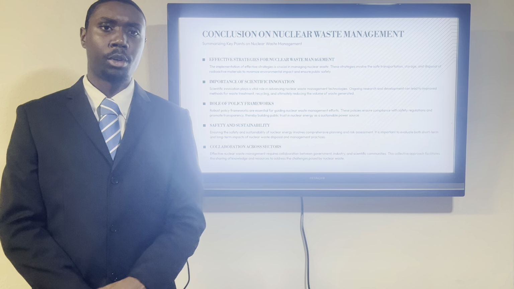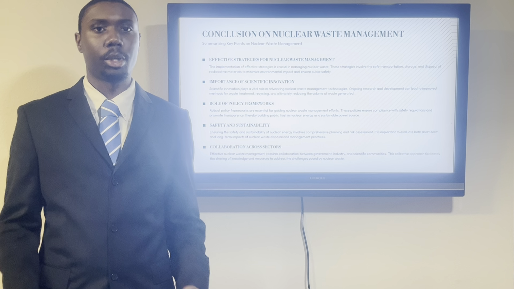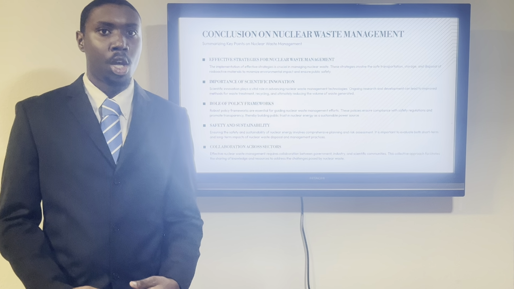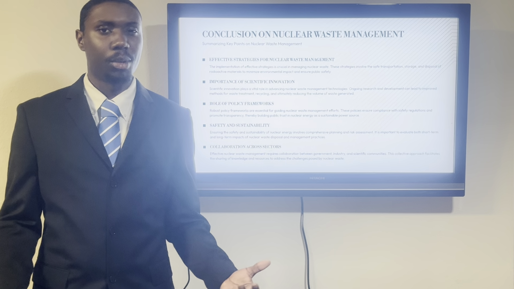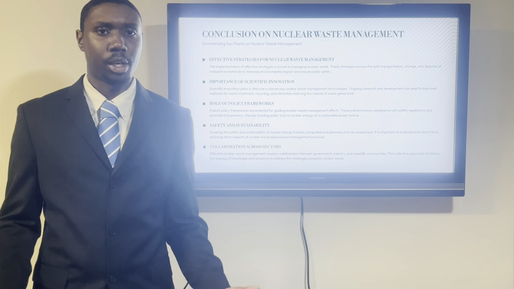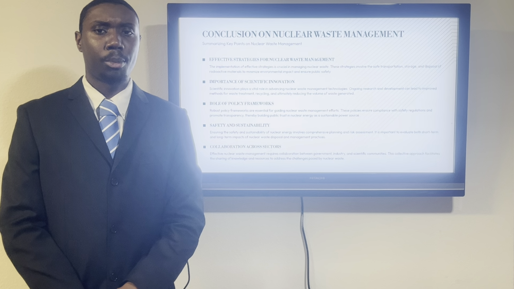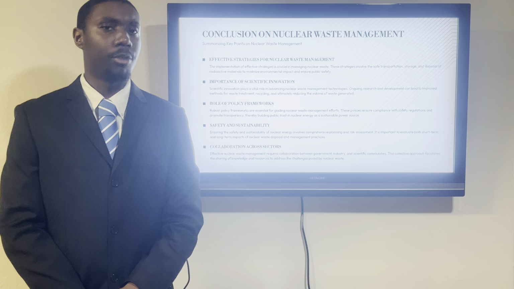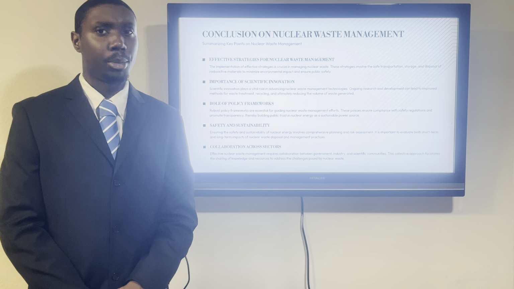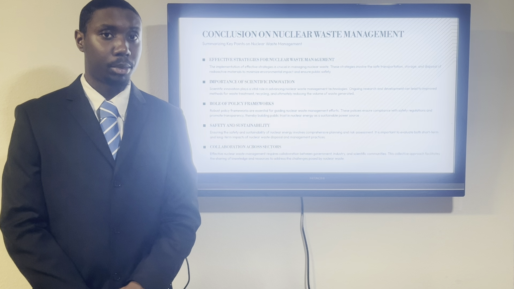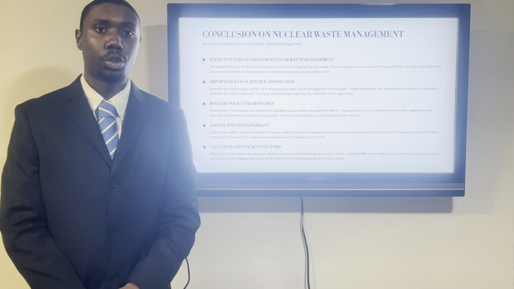Also, evolving policies and regulations will continue to shape the industry. With stricter safety standards and more transparency in waste handling processes, public perception is also changing. As people are becoming more educated on safety measures and technological advancements, there is potential for greater acceptance of nuclear energy, which is very essential for addressing the world's growing energy needs.